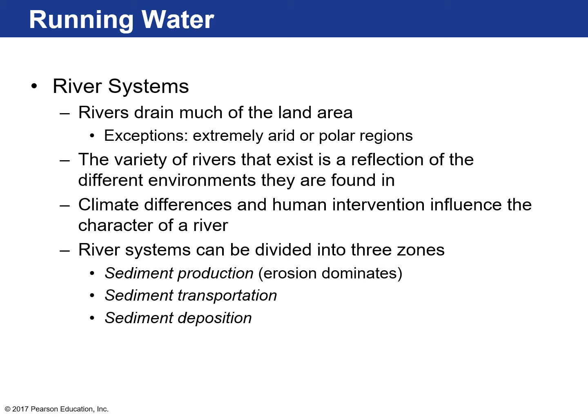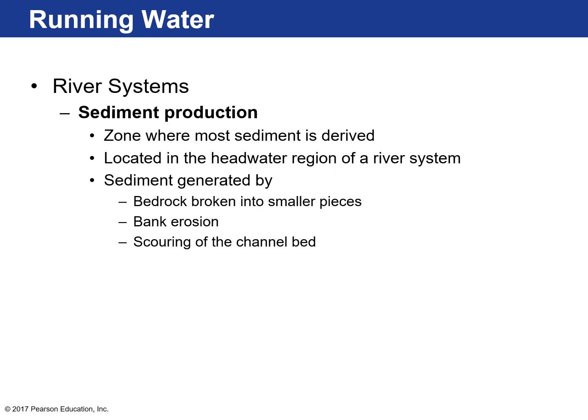A river can be divided up into three zones: the production zone, transportation, and deposition. The sediment production zone is typically at the headwaters of the river, the area where the river begins up in the mountains or at a higher elevation. This is where most sediment is derived, because that is where sediment is mass wasting and then carried by the river downriver. That sediment is generated by chemical and physical weathering, bedrock broken into smaller pieces, erosion, and scouring of the bed channel.